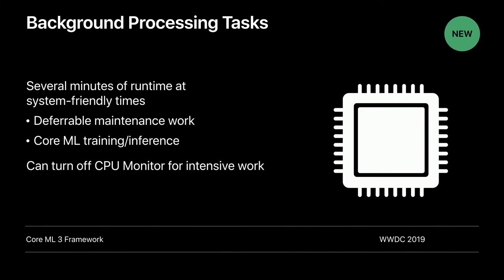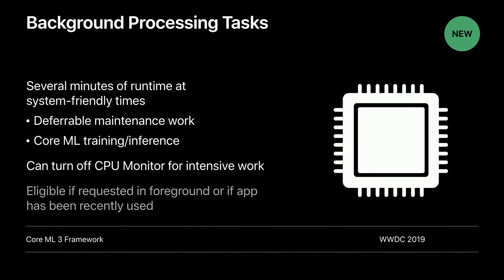CPU Monitor is a feature in our systems that automatically terminates apps that use too many CPU cycles in the background in order to protect users' battery life. For the first time ever, we're giving you the ability to turn that off for the duration of your processing task, so you can take full advantage of the hardware while the device is plugged in. And finally, we'll make sure that you're eligible to run these tasks as long as you request them when your app is foreground or if your app has been recently used in the foreground.